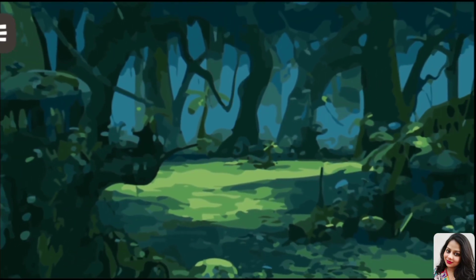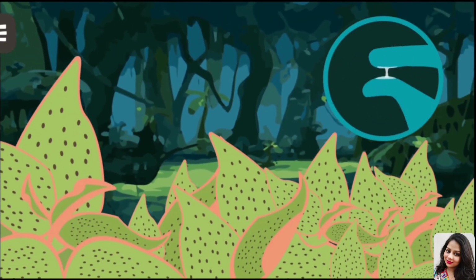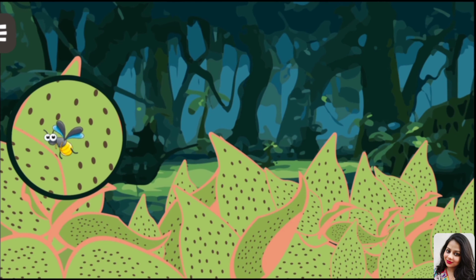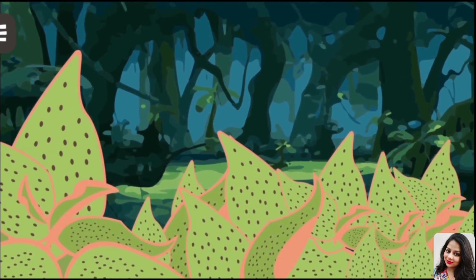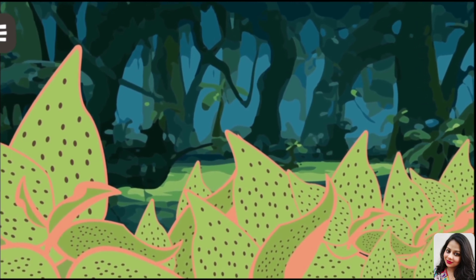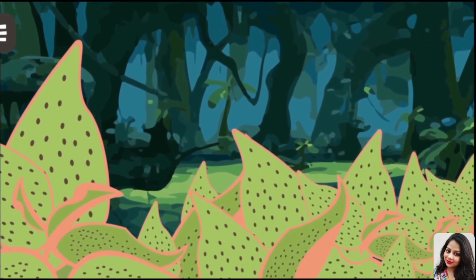In some insectivorous plants, leaves have a slimy liquid which traps the insects which sit on the leaves. The insect is then digested by the leaf. So there are many such plants which eat insects.